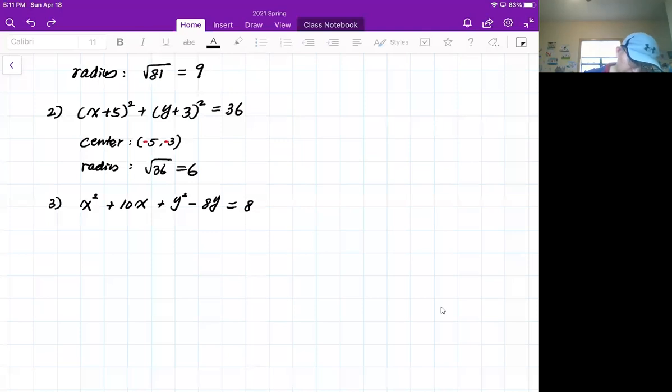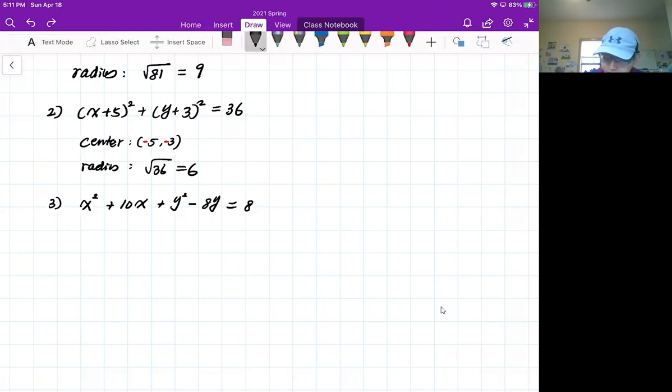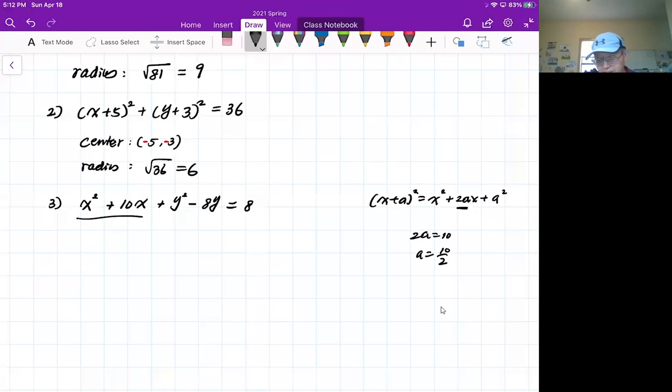Well, the idea is that if you have a square like (x plus a) squared, the first term is x squared, then 2ax, and then you have the a squared here. If I want to make a square for this one, the 2a should be my 10 here, and a is just 10 divided by 2. And I need to add the square on both sides. So what square should I add? I need to add the 5 squared.